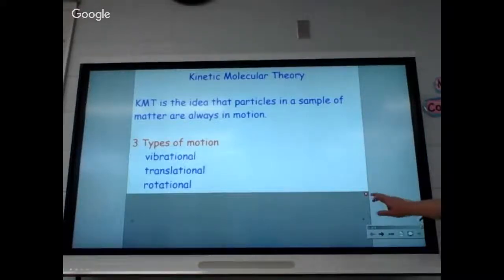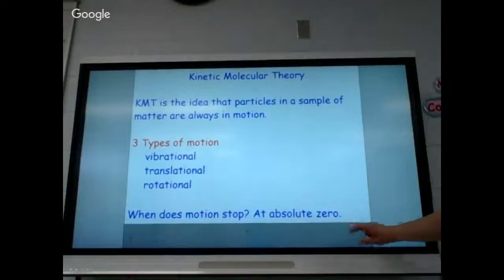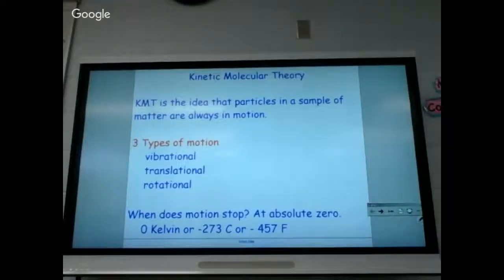All right. So, when does motion stop? If you remember, I think we talked about earlier in the semester, it stops at absolute 0. So, what is absolute 0? Do you remember what that number is? Anybody learn about it in another science class? 0. 0 what? Absolute zero is defined as 0 Kelvin. Okay? 0 Kelvin is the definition.